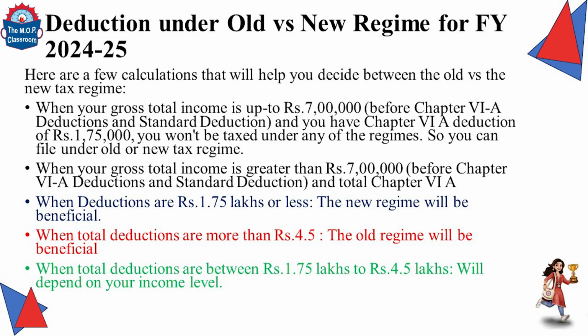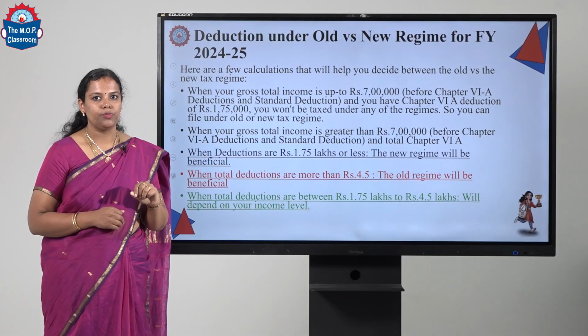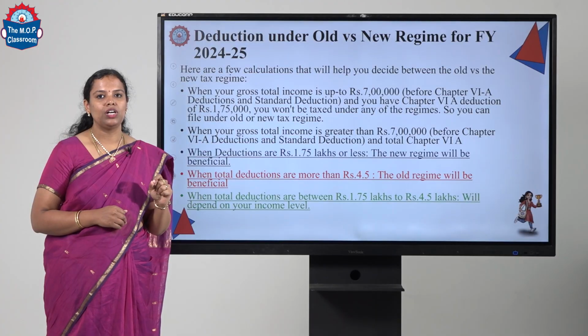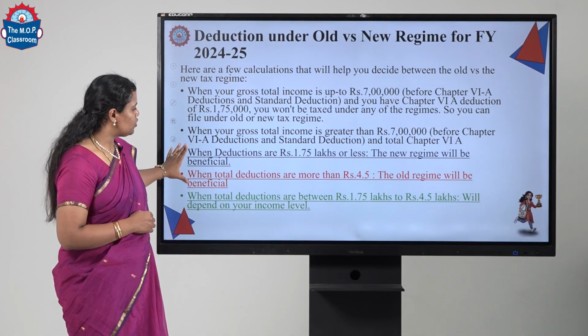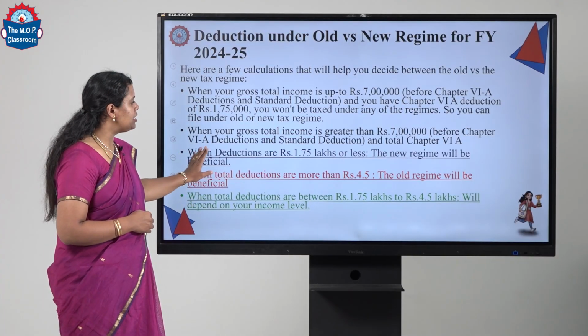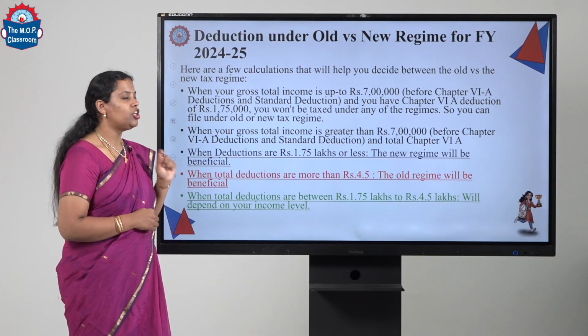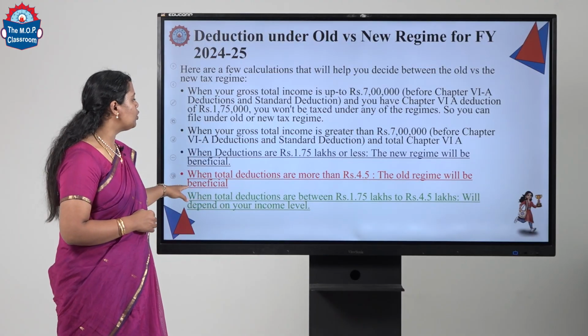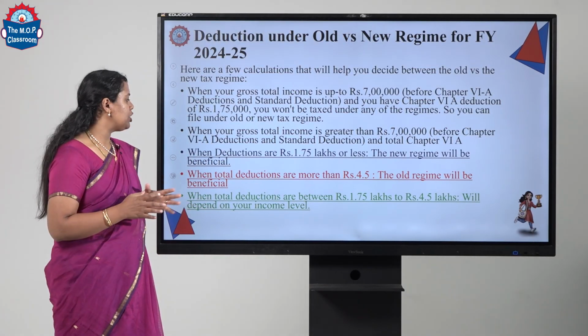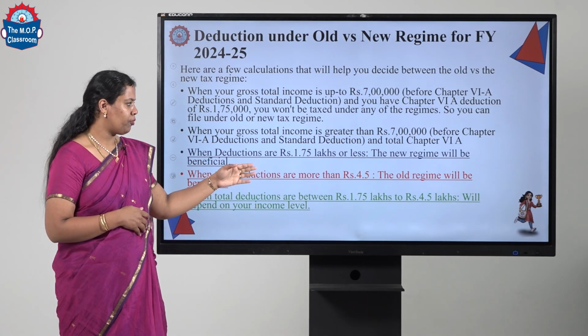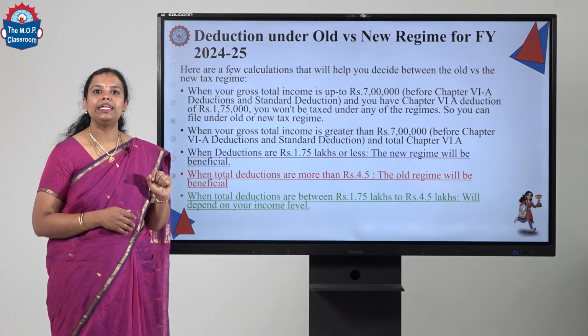So the deduction under old and new tax regime for the financial year 24-25. As we discussed, the Chapter 6A deduction is not applicable for the new tax regime. Only a certain part of it is taken into consideration, certain part of it is taken into nil consideration. So these are the three situations here. When the deductions are 1.75 lakhs or less, the new tax regime is going to be beneficial. When the old tax deduction is 4.5, then the old regime will be beneficial. When the total deductions are between 1.75 and 4.5, we will depend on what is the better income level.